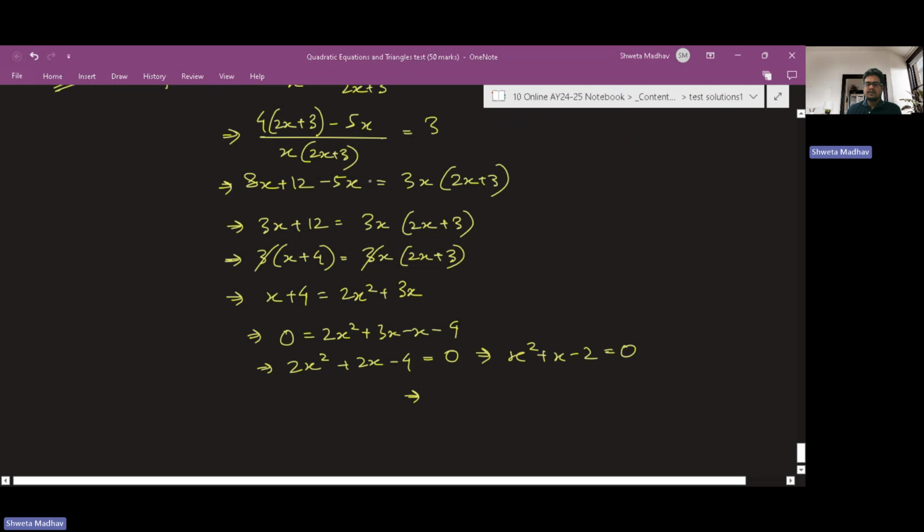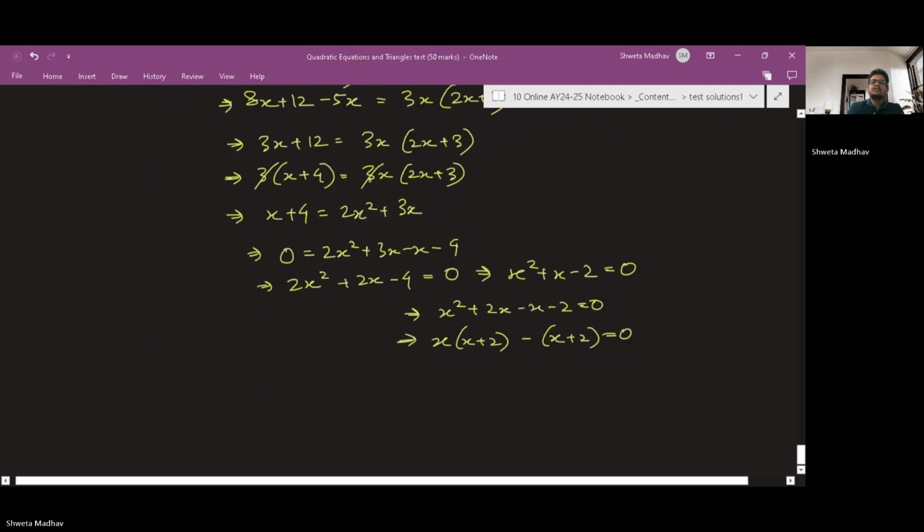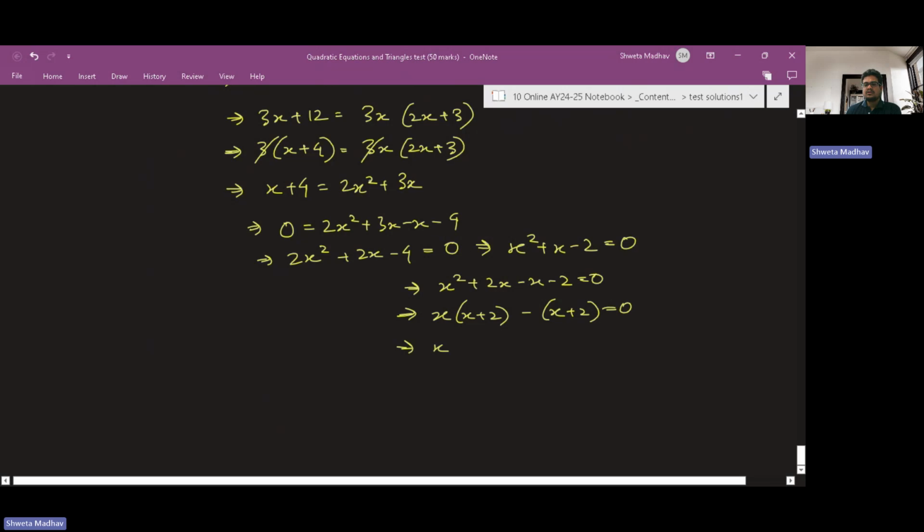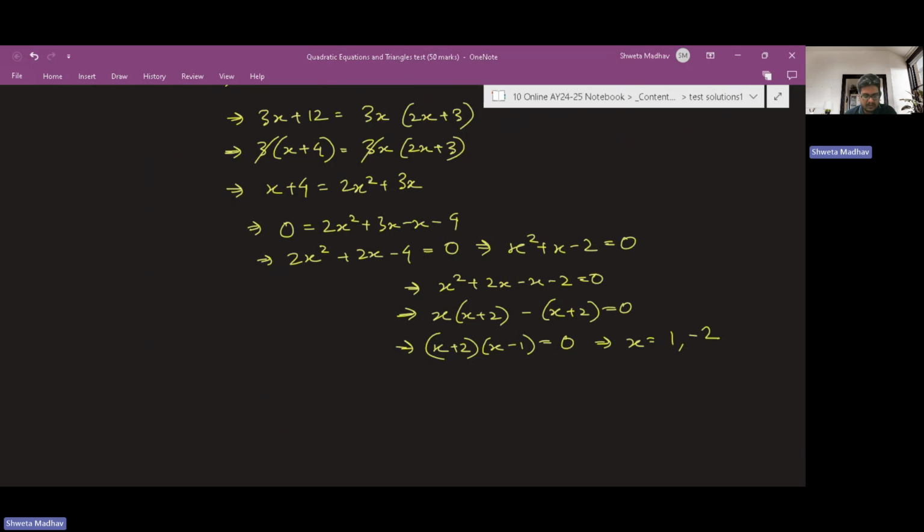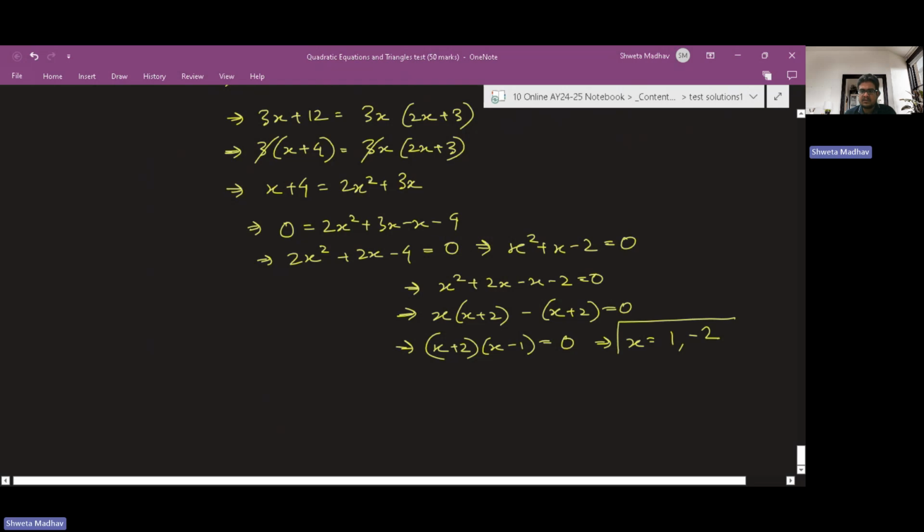So then we can factorize it, since 2 1s are 2. So this will be x square plus 2x minus x minus 2 equal to 0. I can take x as common from the first two terms. This will be x into x plus 2 minus 1 into x plus 2 equal to 0. Then we can take x plus 2 as common. So this will be x plus 2 into x minus 1 equal to 0. So I can say that x will be equal to 1 or minus 2. So these are the required two values of x.